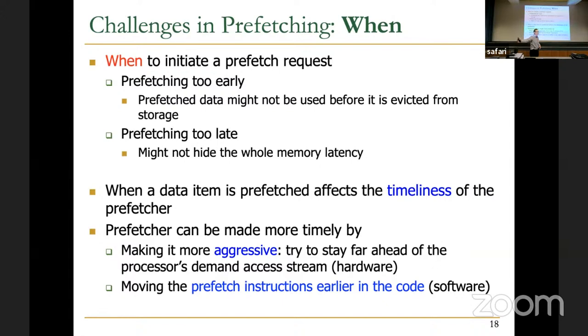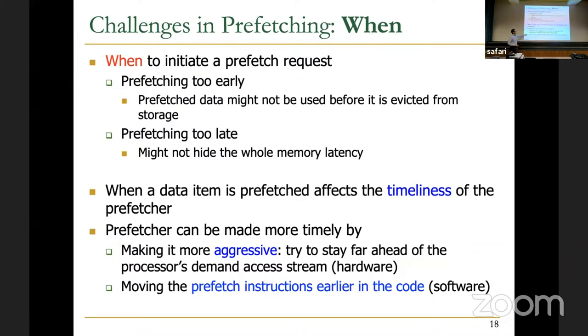To improve the timeliness, you need to be more aggressive. But once you become more aggressive, you reduce the accuracy. If you're more aggressive, you also can improve the coverage. So these are three metrics to evaluate a prefetcher: accuracy, timeliness, coverage. And normally, you have to trade off between them. You cannot get the best in all metrics. This is another example of three metrics where you can usually get 2 out of 3, but not 3 out of 3. Okay.